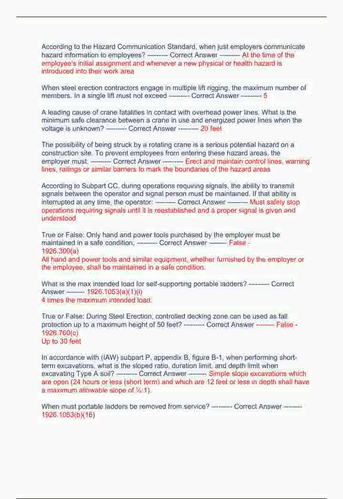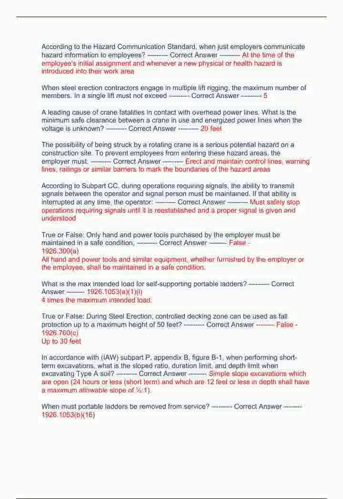According to Subpart CC, during operations requiring signals, the ability to transmit signals between the operator and signal person must be maintained. If that ability is interrupted at any time, the operator, correct answer, must safely stop operations requiring signals until it is re-established and a proper signal is given and understood.